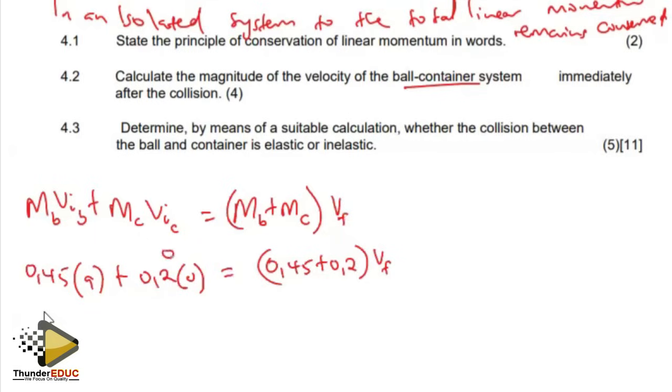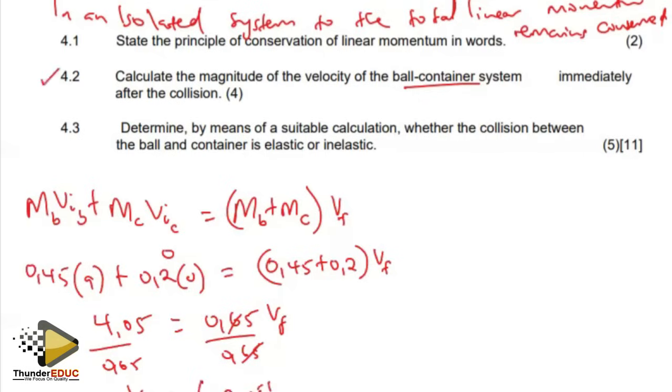So this dies out to a 0. Then I'll be left with 0.45 times 9. That gives me 4.05, which is equal to 0.65 V final. Then divide both sides by 0.65. That cancels that. So my V final is something like 6.23 meters per second. Okay, so that is 4.2.